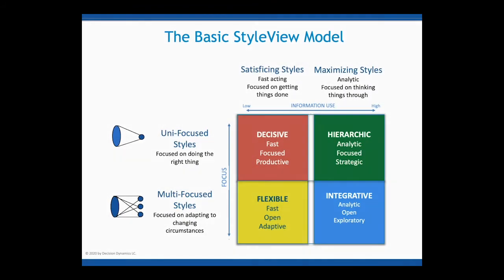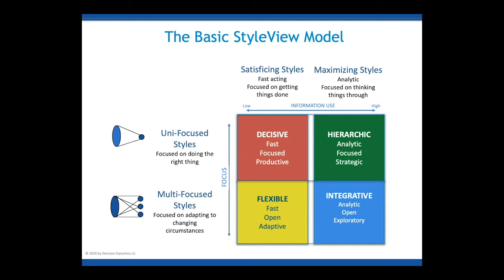As a quick review, as we begin our analysis of the potential strong points and potential weaker points of each of the styles, please keep in mind the 2-dimensional structure of the style model. Left to right, on the horizontal axis, we have on the left the satisfying, fast-acting styles, decisive and flexible, and on the right, the more analytic and therefore potentially slower-moving styles, hierarchic and integrative.